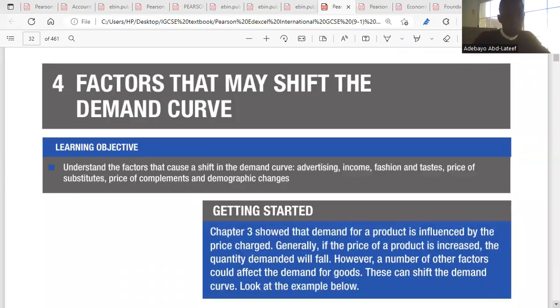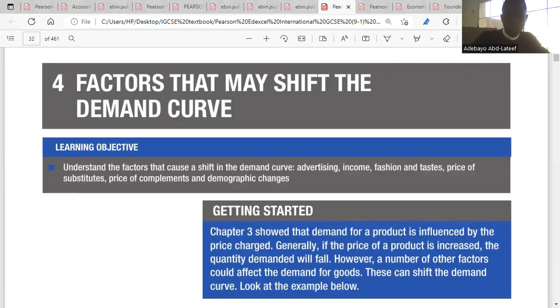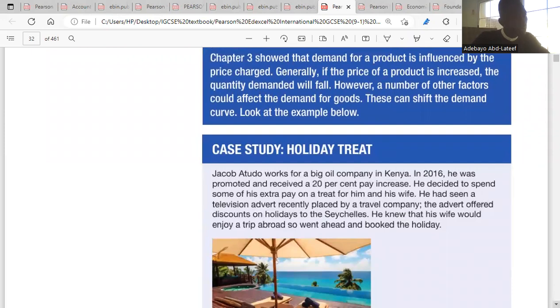In economics today, we go to chapter 4, factors that may shift the demand curve. When we talk about factors that may shift the demand curve, we're talking about non-price factors. For a price factor, the demand curve can be moved, and it can expand or contract. That is for demand, that's a price. But for a non-price factor, demand can either shift to the right or to the left.